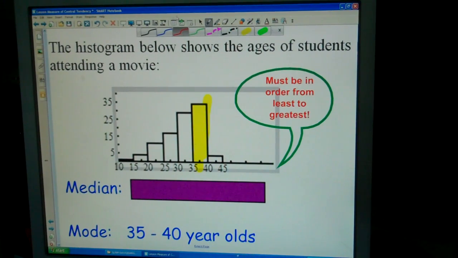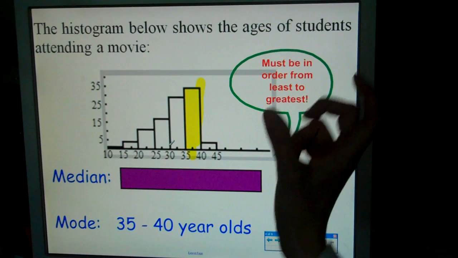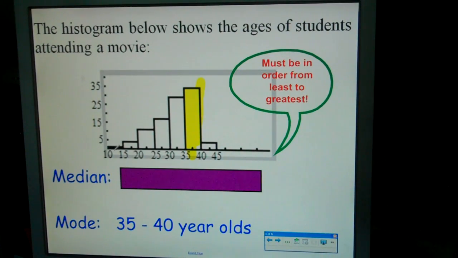So now, let's look at this one. This one gets a little tricky, okay? So for the median, they've got to be in order from least to greatest. Well, are these in order from least to greatest right now? No, okay? This little guy should go somewhere over here. However, we can still find the middle age range. So we're just going to take one from the small and one from the large until we get into the middle. So this guy's the smallest.